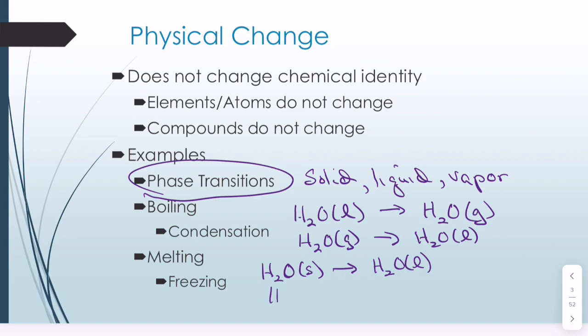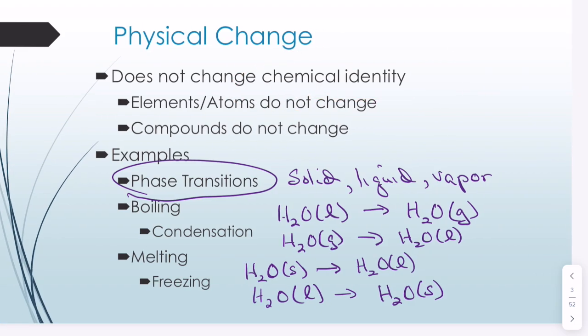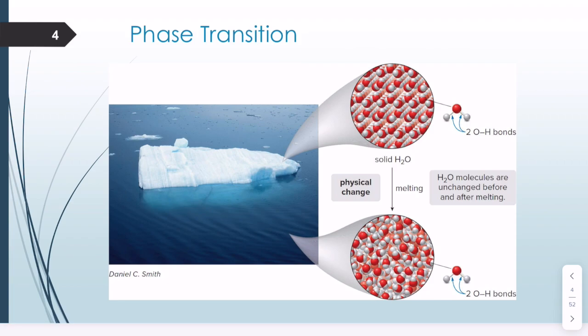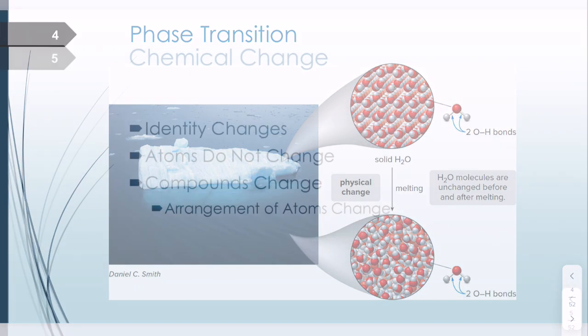Freezing, of course, is the opposite of that, where the liquid goes into the solid, and we could write it this way. That's a phase transition. And there are other phase transitions as well, some of which we may talk about a little bit later on. So that's physical change. Again, the point is we're not changing the chemical identity of the substance. And here is just an illustration which demonstrates the difference between the solid, in this case, and the liquid.